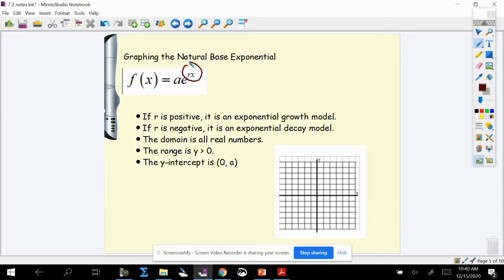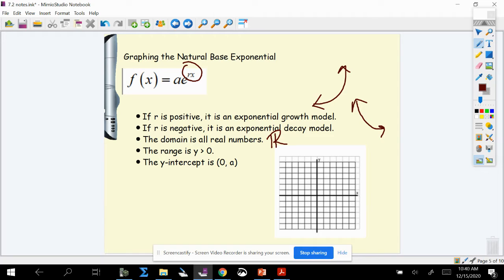So if we look at our exponent, if the number in front of x is positive, then it's going to be a growth, and it's going to look like this. It's going to be going up very quickly. If the number in front of the x is negative, then it's going to be a decay, or declining very quickly. My domain is still going to be all real numbers, no matter if it's growth or decay. I can put any number in. It's going to extend both directions, left and right, forever.